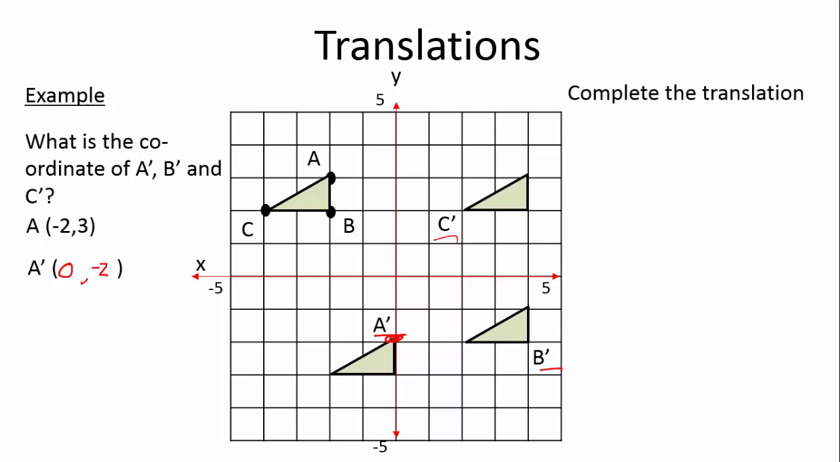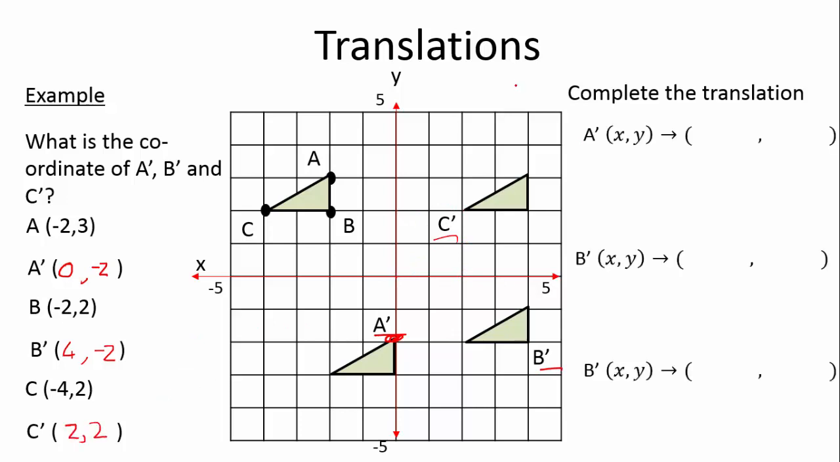Right? Let's complete the translation for that. So we have B is equal to -2 and 2. What is B dashed? B dashed is 1, 2, 3, 4, and minus 2. So it's 4 and minus 2. Let's look at C and C dashed. C dashed is 1, 2, 1, 2. So it's 2 and 2.